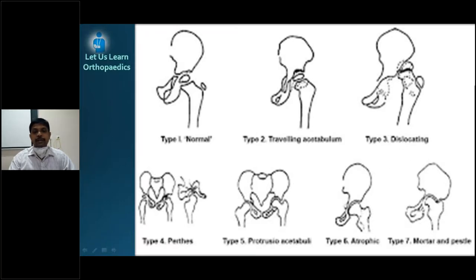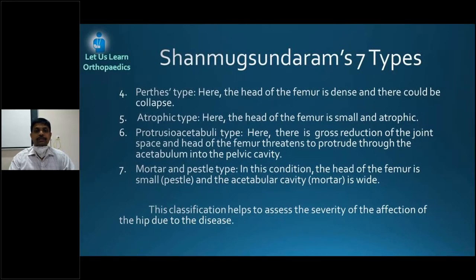And the fourth is the Perthes type. What is Perthes type? Here, the head of the femur looks like Perthes. What is the classic feature of Perthes? The femoral head is dense, hence there can be collapse. So there will be an increase in the density of the femoral head, whereas initially there will be rarefactions. In the Perthes type of tuberculosis, the head of the femur is dense, like in Perthes. That's why it is called perthioid tuberculosis. Here the head of the femur is dense and there will be collapse of the femoral head.